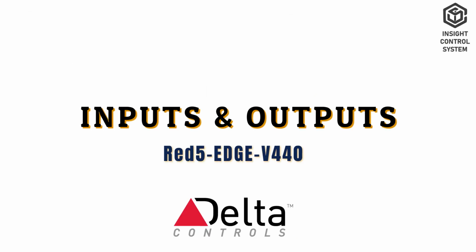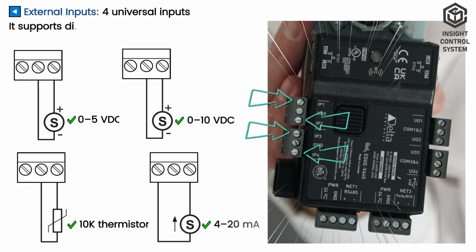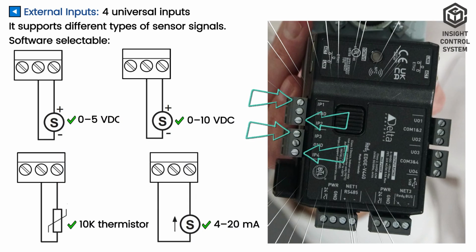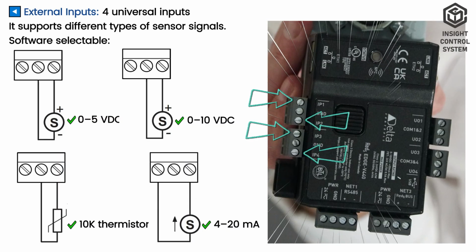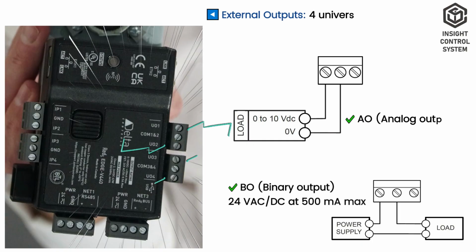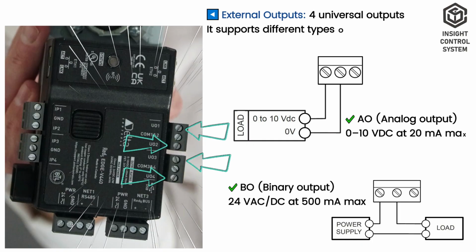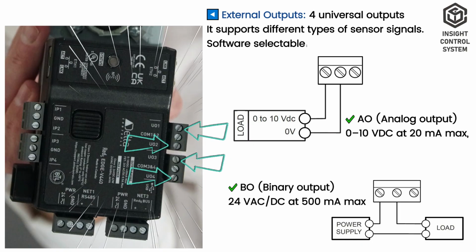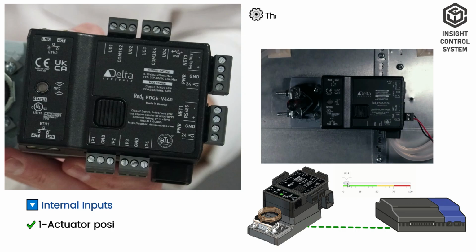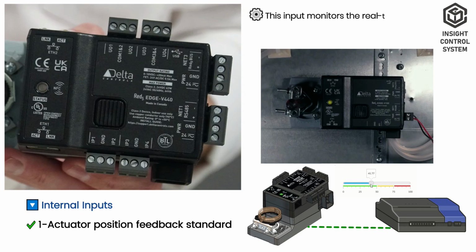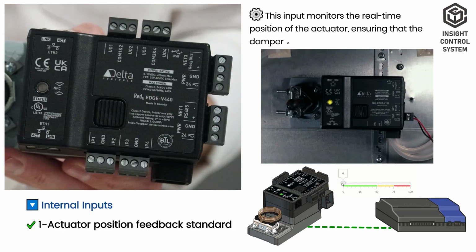Inputs and outputs. External inputs. It has 4 universal inputs and supports different types of sensor signals. External outputs. It has 4 universal outputs and supports different types of sensor signals. External inputs and outputs are selectable via software. Internal inputs. One input is for the actuator position feedback standard. This input monitors the real-time position of the actuator, ensuring that the damper or valve is moving correctly.